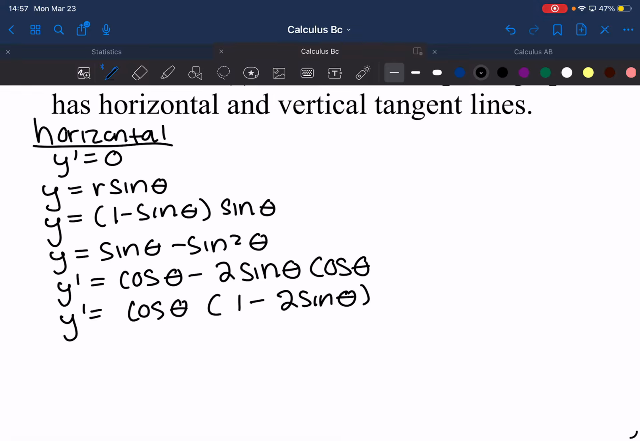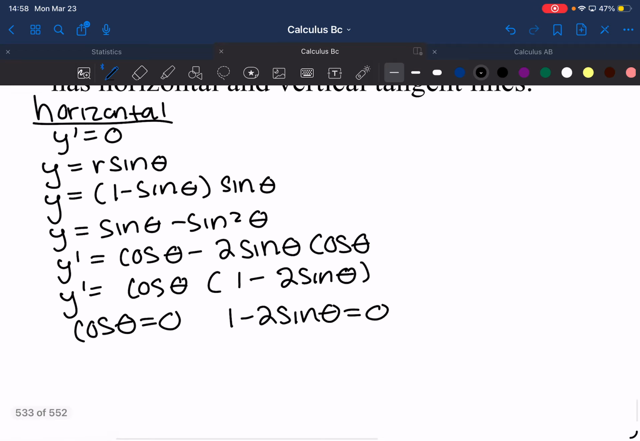So both of them can be set equal to 0. So I can have cosine of theta equals 0, and then 1 minus 2 sine of theta equals 0. And then I'm going to find all the values of theta that make this true, as long as it's between 0 and 2 pi. So for cosine theta equal to 0, that means theta is going to be pi halves and 3 pi halves.